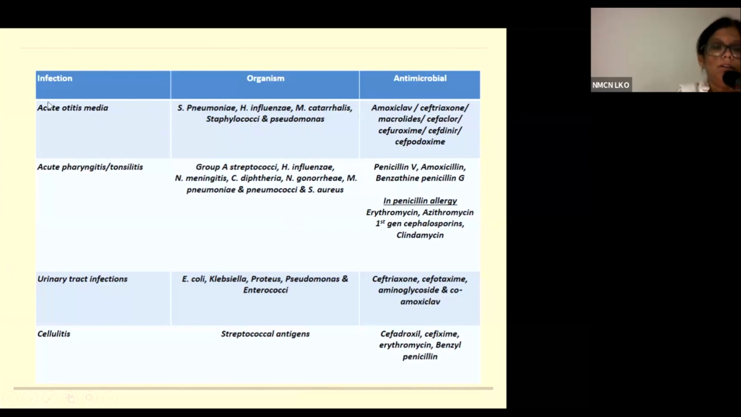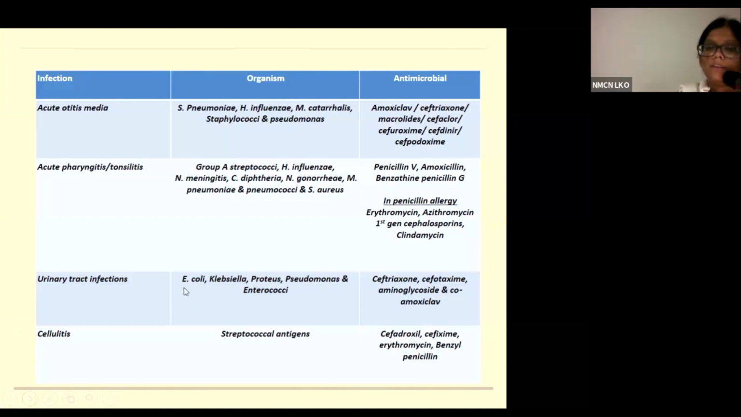Maybe you will get this, but just to mention, for acute otitis media or tonsillitis, most commonly seen in OPD practice, like pharyngitis and tonsillitis, the common organisms are group A streptococci, H. flu, followed by Neisseria meningitidis. Again, the first line drug is penicillin V or amoxicillin or benzathine penicillin G. If there is an allergy, we can consider giving azithromycin or erythromycin.